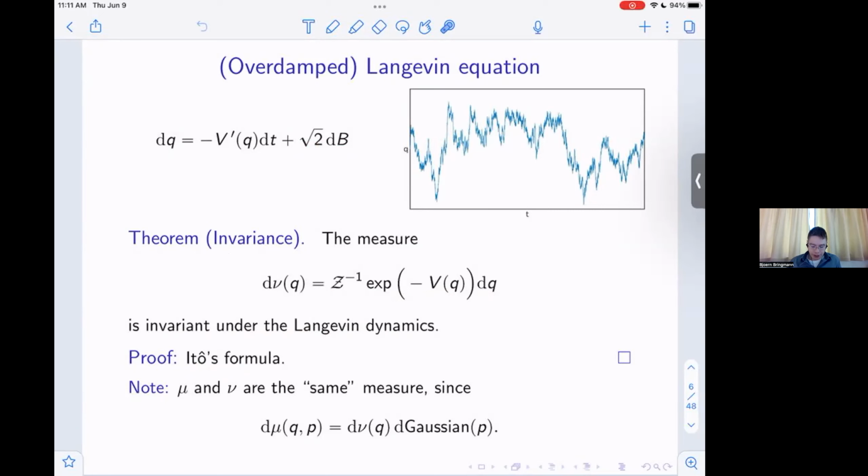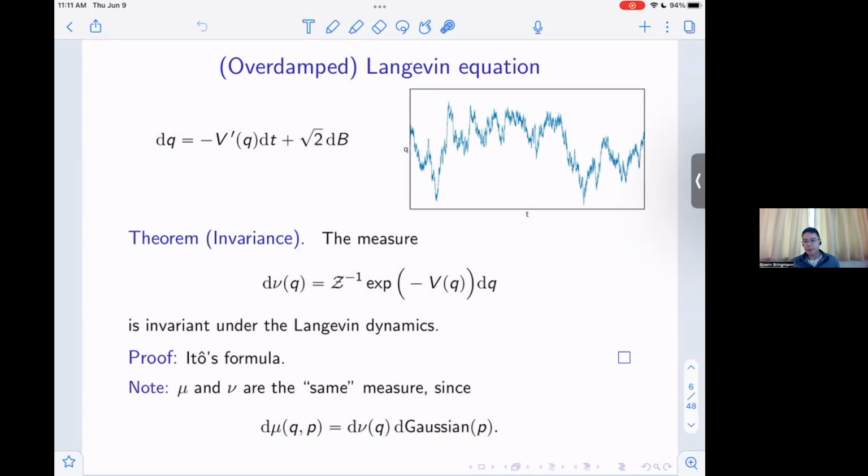Okay. The reason is that you can write this Gibbs measure that I denoted by mu as a product of this measure nu viewed as a measure on Q and a Gaussian measure in P, right? And because taking products is easy and Gaussians are easy, you should really view them as being roughly the same.